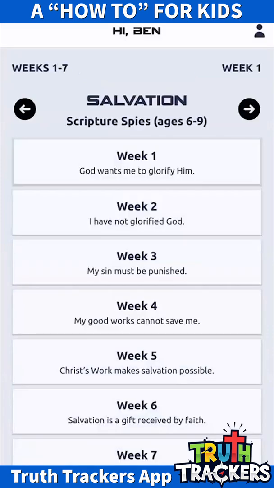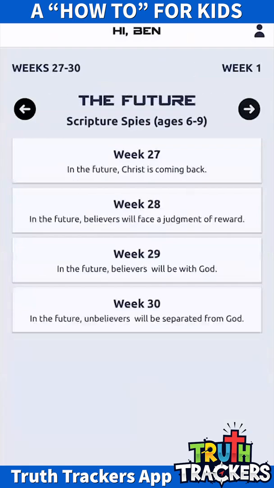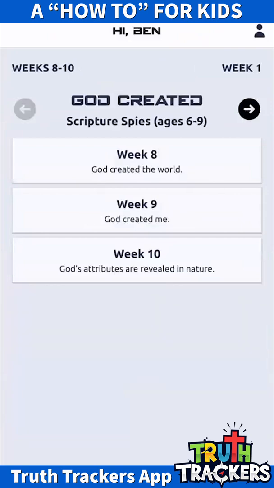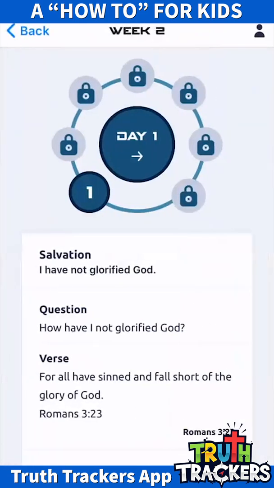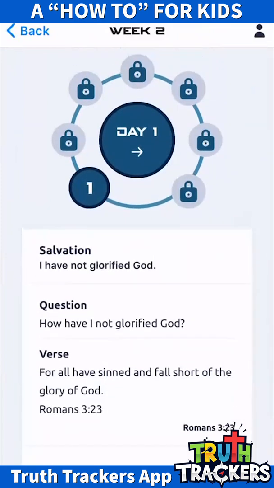There are 6 doctrines that you can go through in 1 year. You can see those doctrines here, and there's 30 weeks of materials. Each day, throughout a week, you can do a devotional and you can meditate on your verse in 3 different ways. So notice when I click on week 2, I can see all 7 days there.